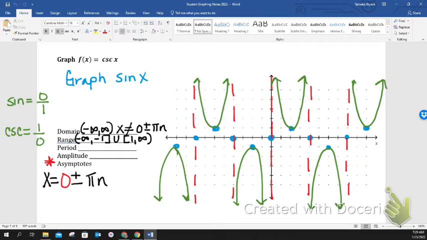The period is still 2 pi over b. And then the parent function, b is still 1, so your period is still 2 pi. Amplitude is the height from the center. And because this graph goes up towards positive infinity and down towards negative infinity, that's why we don't have that. It's NA. So let's do one more. And then I want to give you time to work on homework 4 and get your questions answered.